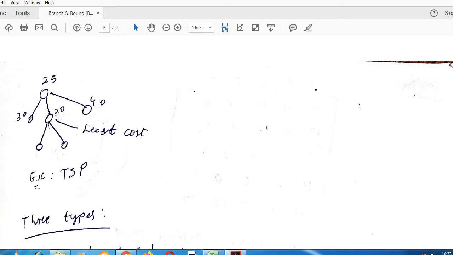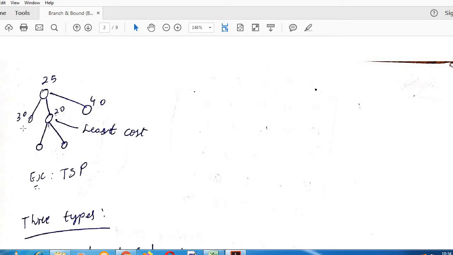Then another node with cost 20 and another node with cost 40. While traversing, I will ignore the higher cost nodes, as you can see. I am totally ignoring higher cost nodes. If there are any nodes associated with higher cost nodes, they will be ignored and discarded. So this is the bounding that I was discussing earlier.